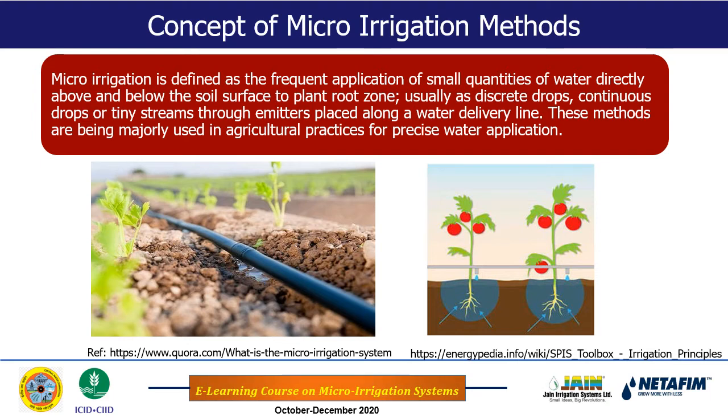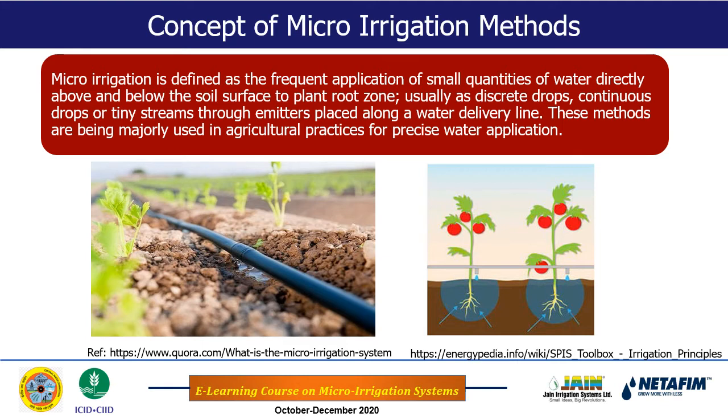As you see in these photographs, water is applied in the form of droplets, which are discrete droplets. These droplets are applied over the soil surface, and whatever water is applied through these droplets will infiltrate into the root zone, as you see in the adjoining figure. In this figure the moisture bulb is shown. So it is possible to apply water only into the root zone by means of the micro irrigation method.